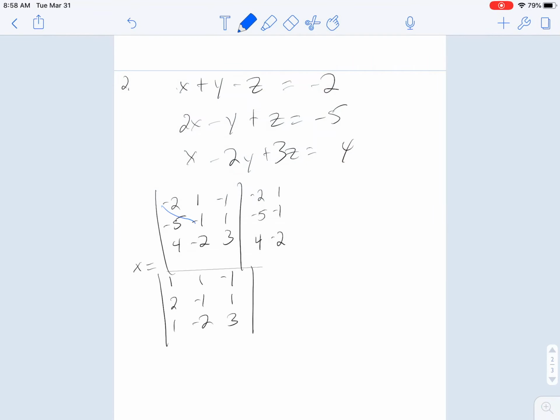I'll use the first one starting in blue. You're going to multiply, starting with negative 2, that first diagonal. Negative 2 times negative 1 times 3. That's going to give us 6. You're going to add that to the diagonal product that's right next to it. 1 times 1 times 4 is 4. And then one more, negative 1 times negative 5 times negative 2 gives us actually a negative 10. So you're going to add all that. That's going to give you 0.